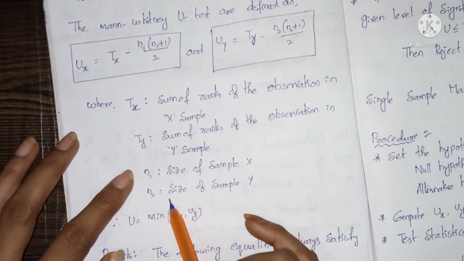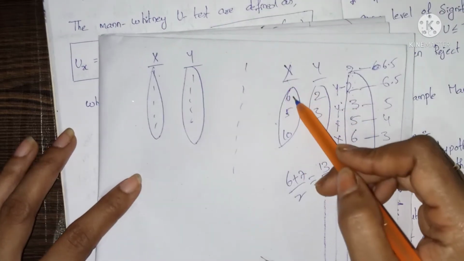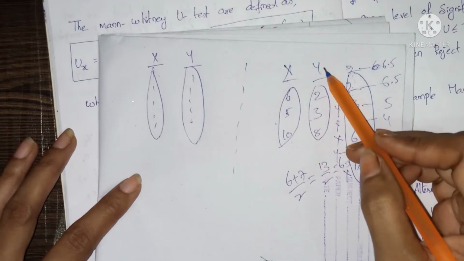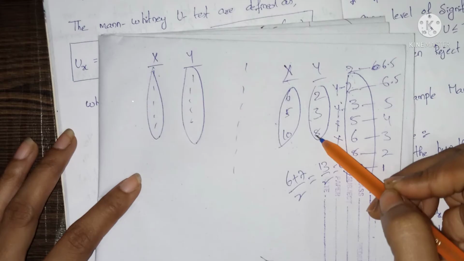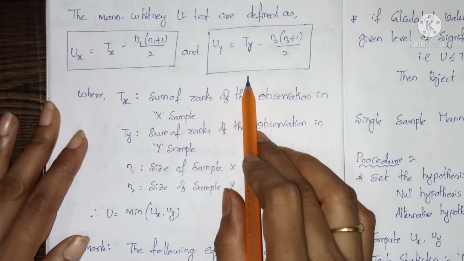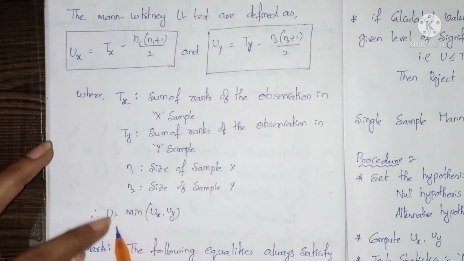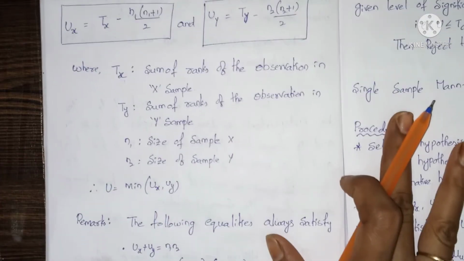Next, n1 and n2 are the sample sizes. That means the number of observations in the first sample is the sample size for the first, and the number of observations in the second sample is the sample size for the second. Like that you find Ux and Uy. After finding Ux and Uy, you find the U value: U equals the minimum of Ux and Uy.